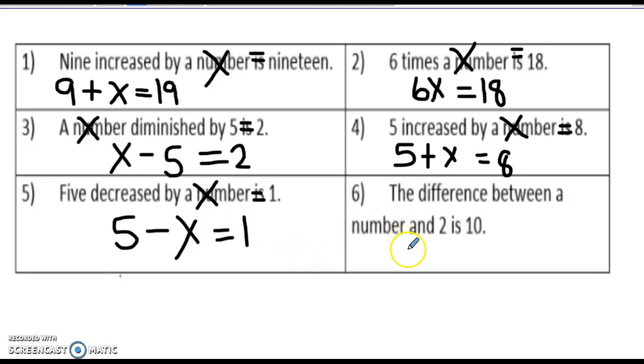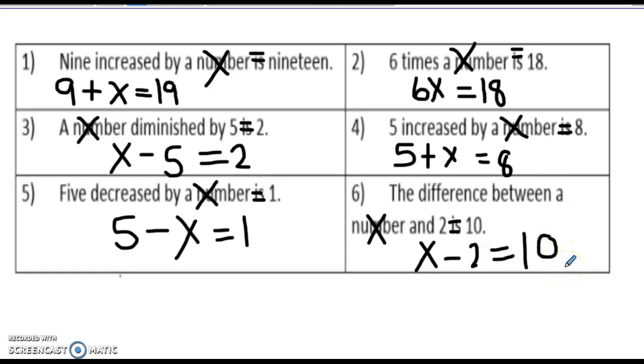Okay, my last one. The difference between a number and 2 is 10. The difference between a number, so for a number that I don't know, I'm going to use an x as my variable. The difference between x and 2 is 10 or equals 10. The difference between a number and 2, difference is subtraction. So the difference between my number and 2 is 10 or equals 10.